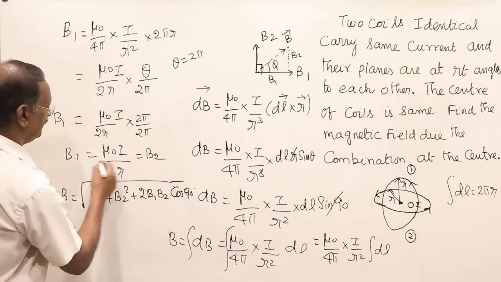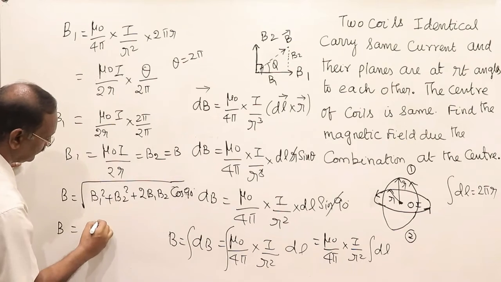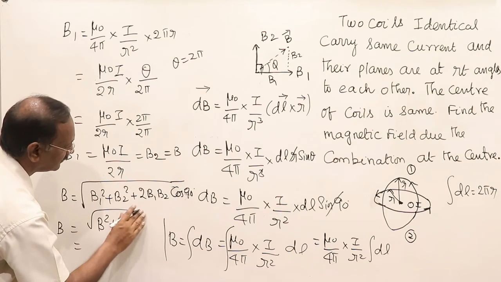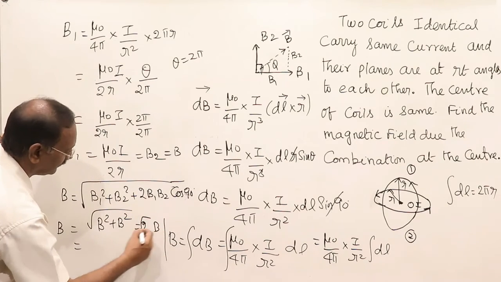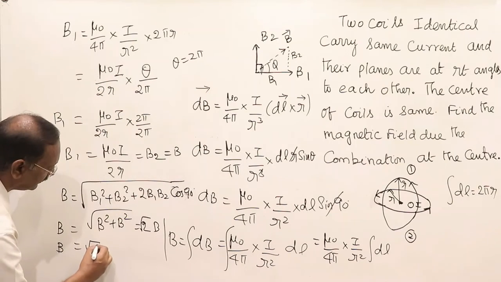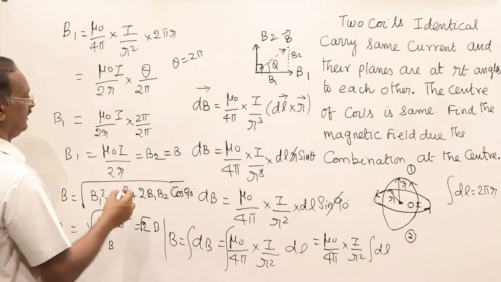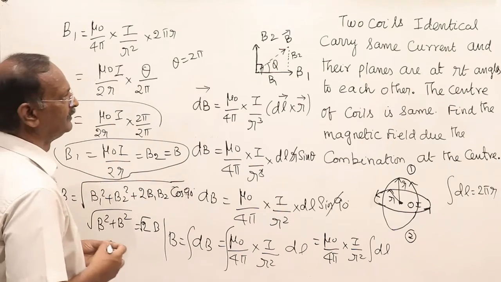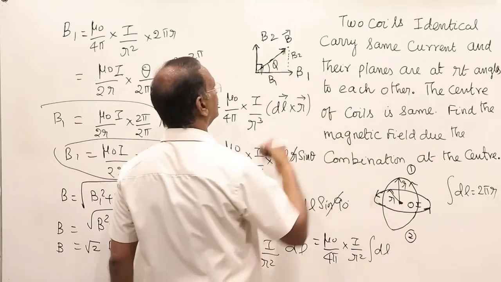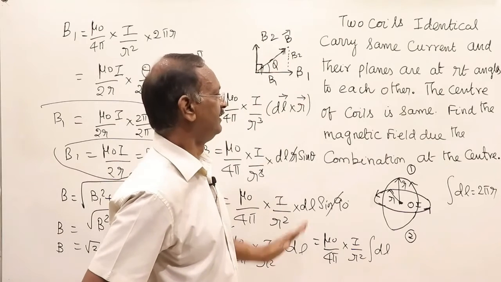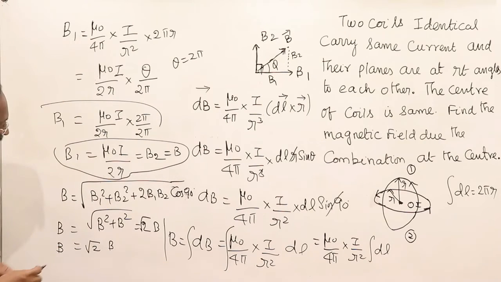Since both are the same, we can say B1 is equal to B2, or we can say B. So this is equal to the square root of B square plus B square, which is equal to root 2 into B. Therefore the net magnetic field will be in this direction, whose value is root 2 into B, where B is mu naught I by 2r. If you want, we can find its direction also, but here it is asked to find the magnitude of the resultant magnetic field. So this is the value of the resultant magnetic field, and it will be in this direction.